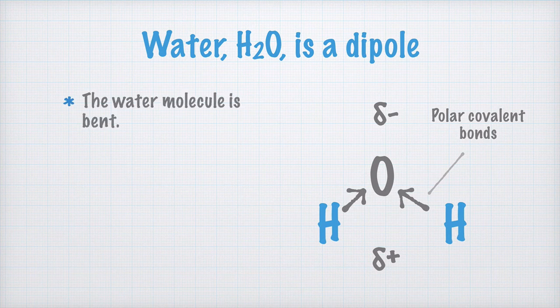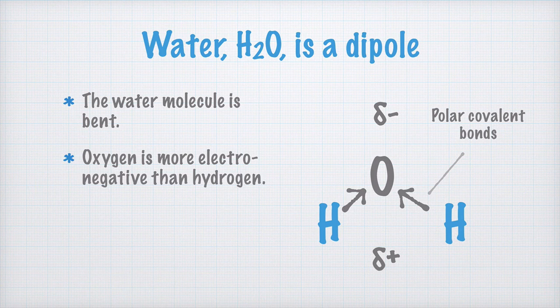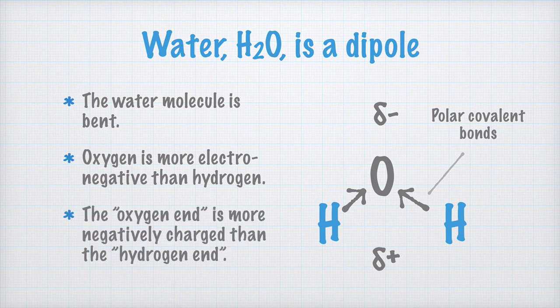The water molecule is bent. The oxygen atom is more electronegative than the hydrogen, which leads to the oxygen end becoming more negatively charged than the hydrogen end, and the water molecule is a dipole.